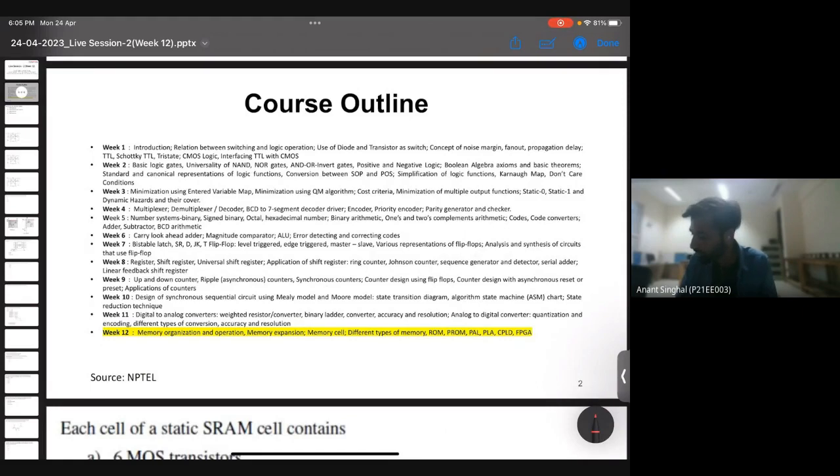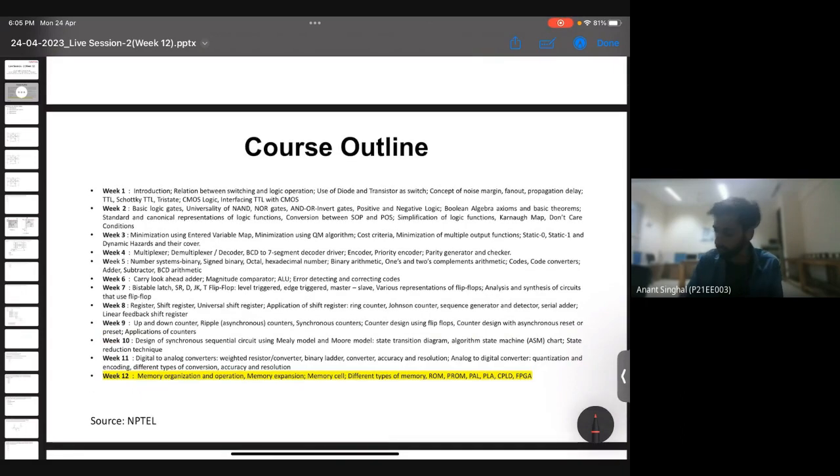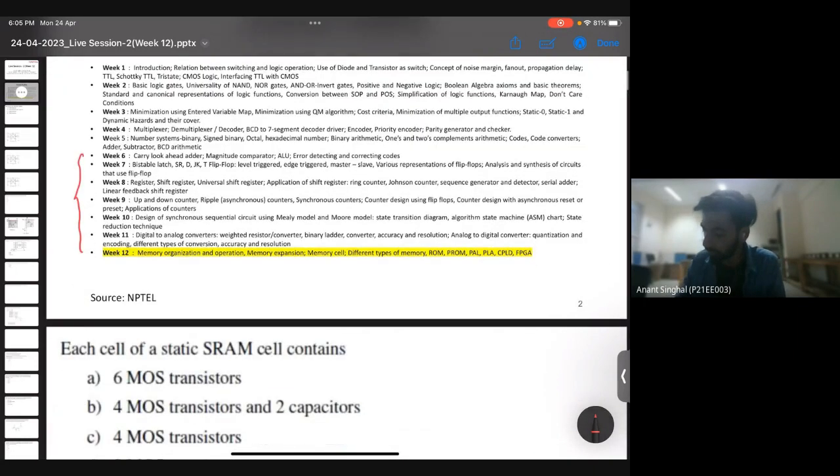There are memory cells such as SRAM, DRAM, ROM, PROM, etc. So we'll cover these types of questions, and after that I'll also tell you some of the important questions that we have covered in the previous weeks or from the sequential part, which will be helpful in your final exams also. So without further waiting, let's start with the first question.